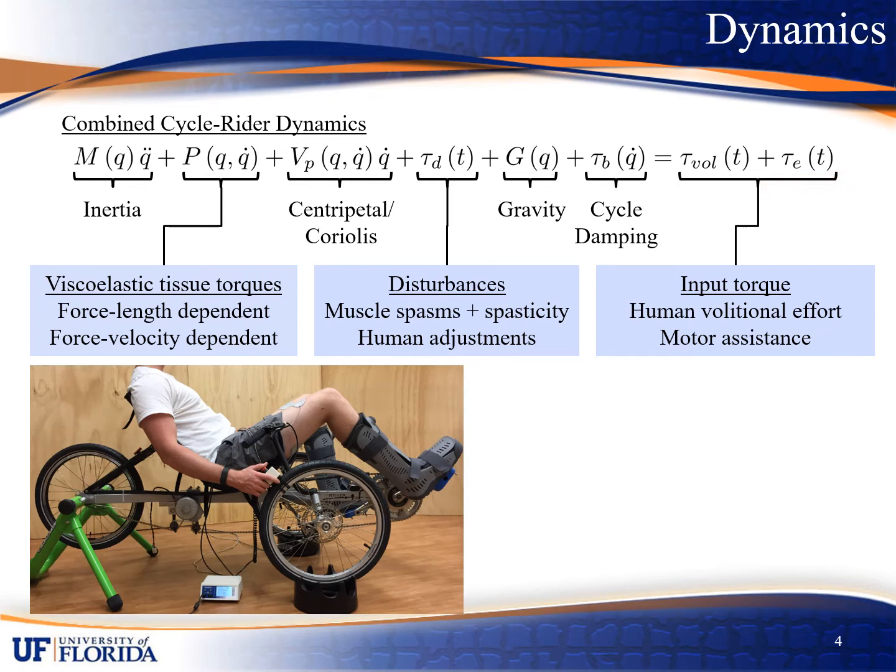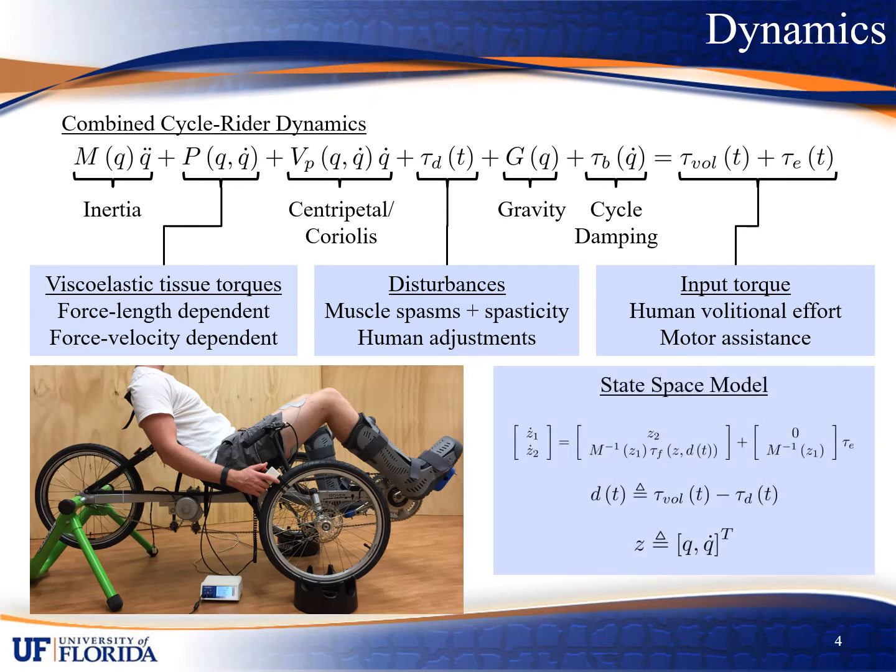We don't assume that any of these terms are known, but we do assume that there are known bounds on them. And at the bottom, we write the system in state space form to facilitate comparison with the subsequently explored theory. Something to note about this model is that there's one control input, the electric motor torque, and we treat the volitional effort as a disturbance.